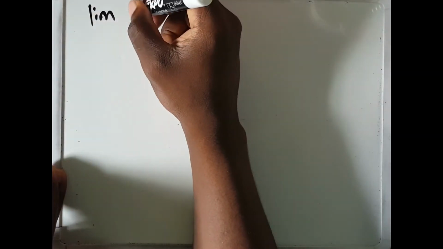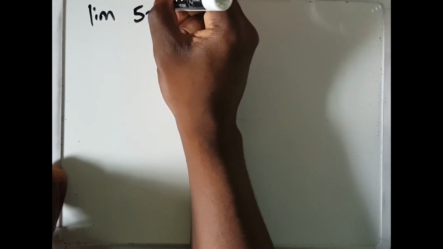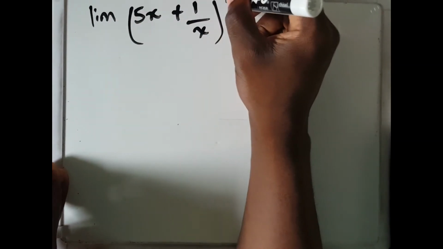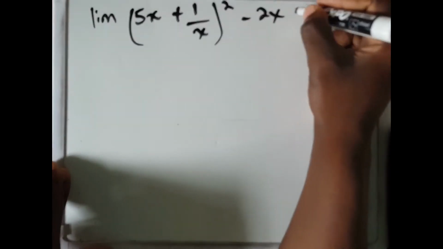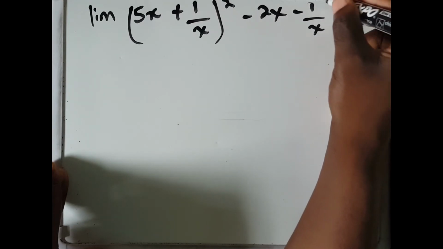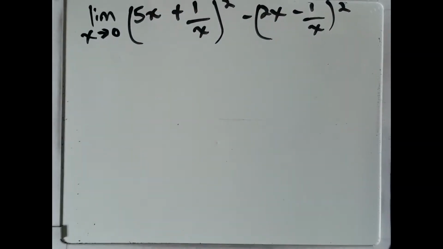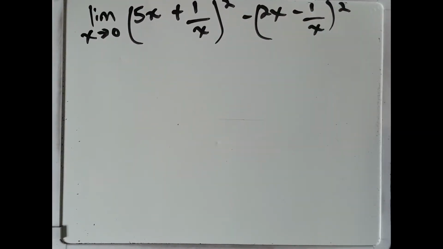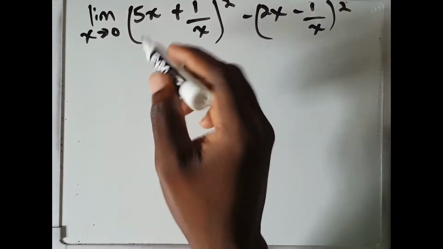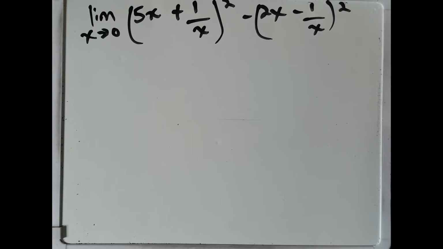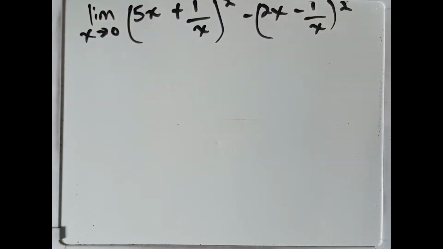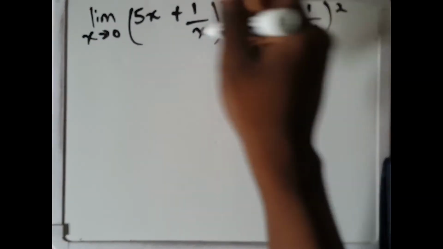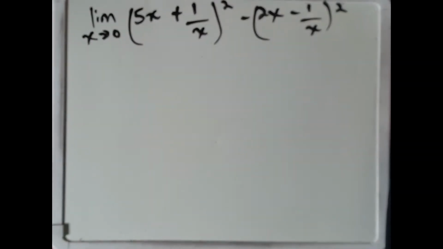The limit of (5x plus 1 over x) all squared, minus (2x minus 1 over x) all squared, as x approaches 0. If I substitute 0, this is undefined, and that's undefined. 0 times any number is 0, and the same thing happens here. So what we'll have to do is manipulate. In this case, not much manipulation is needed. As we see, these are both squared, so we'll just expand.